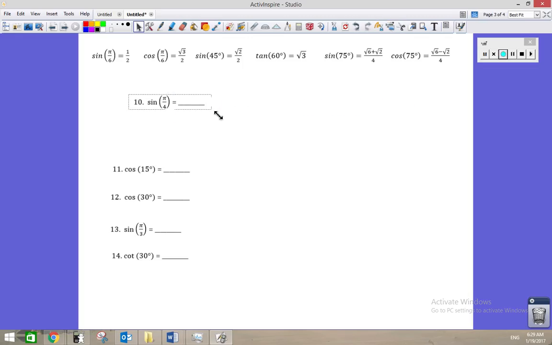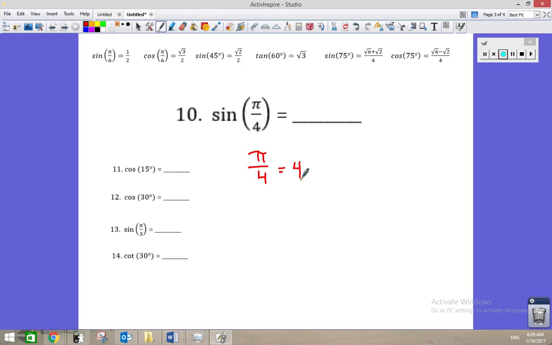So on the sine of pi over 4, it doesn't give me the sine of pi over 4, but it does indirectly, because I know that pi over 4 radians is equivalent to 45 degrees. So the sine of pi over 4 is the same thing as the sine of 45 degrees, and it tells me that the sine of 45 degrees is radical 2 over 2.